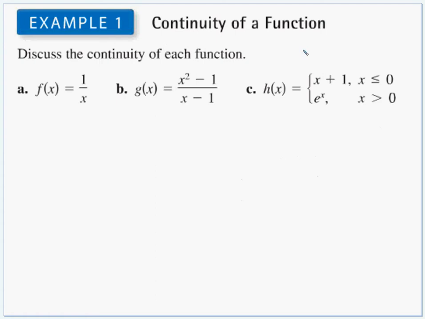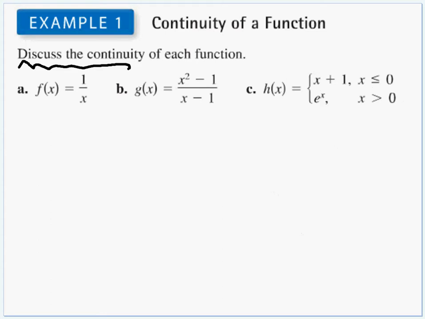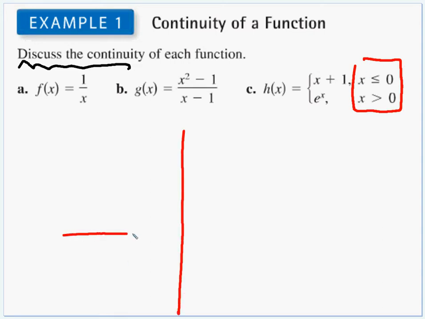Now, letter C is a piecewise function. When you see a discussion of continuity on a piecewise function, first we can establish each piece is continuous. x plus 1, that's just a straight line, that's continuous everywhere. e to the x is our basic exponential curve. That is also continuous everywhere. So we know each piece is continuous, so our concern is going to lie at this x value. If we were going to start to graph these, we want to make sure there's not a gap when we make the transition from one piece of the function to the other.